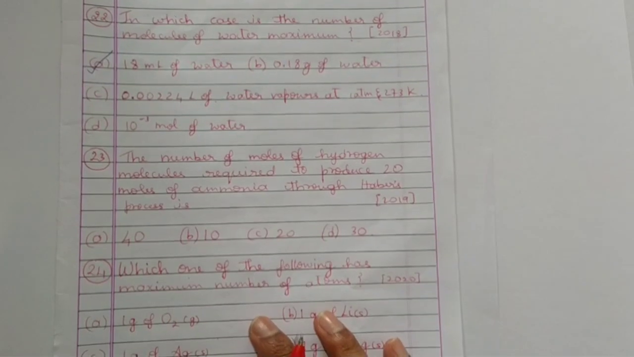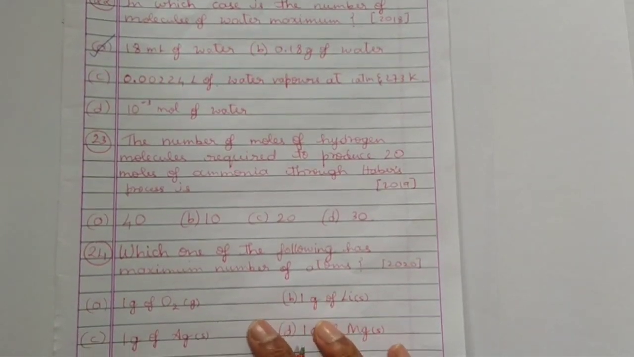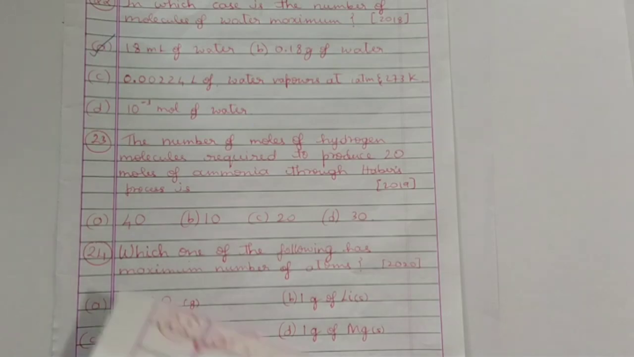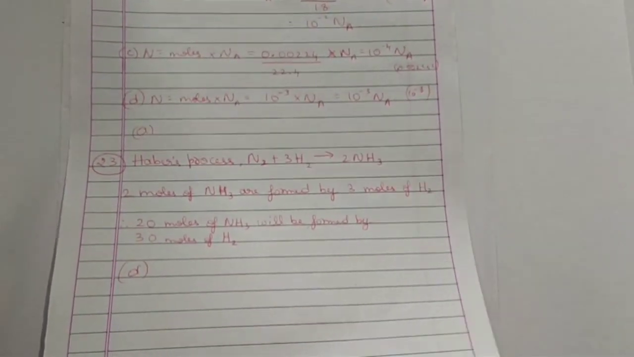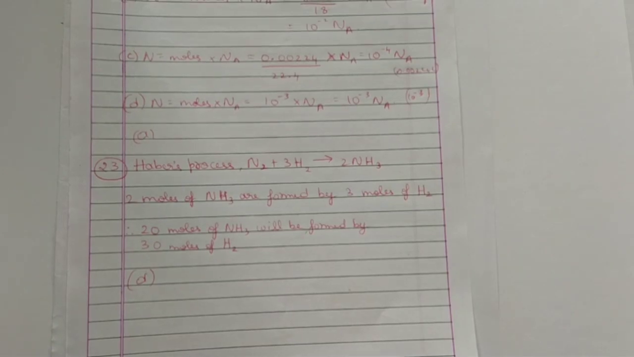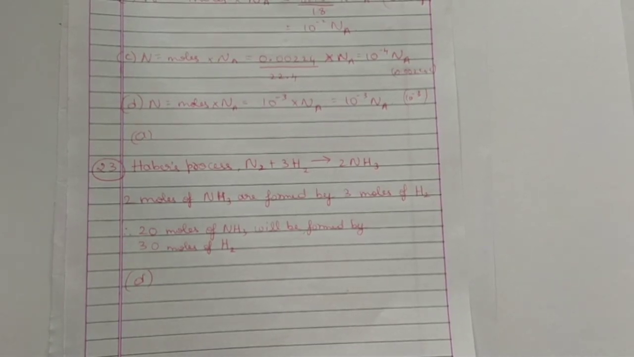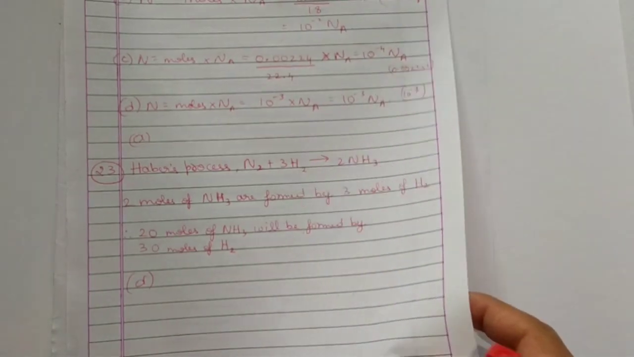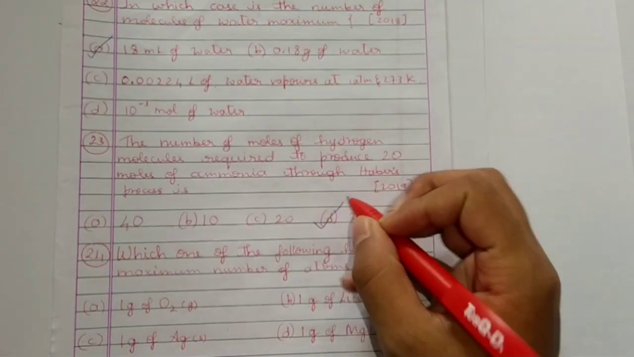23. The number of moles of hydrogen molecules required to produce 20 moles of ammonia through Haber's process is? According to Haber's process, N2 plus 3H2 gives rise to 2NH3. Therefore, 2 moles of NH3 are formed by 3 moles of H2. Therefore, 20 moles of NH3 will be formed by 30 moles of H2. It is option D.